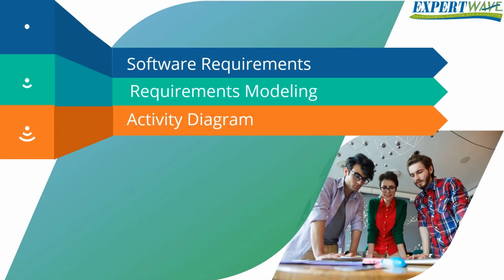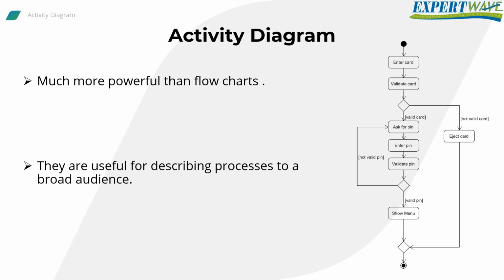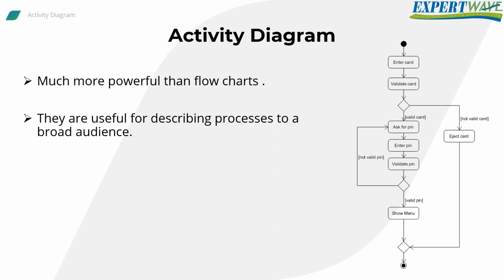Activity diagram. Activity diagrams are something like the famous flowcharts, but much more powerful. Activity diagrams can show much more than the usual step, decisions, and loops that you can find in flowcharts. Therefore, they are useful for describing processes to a broad audience.